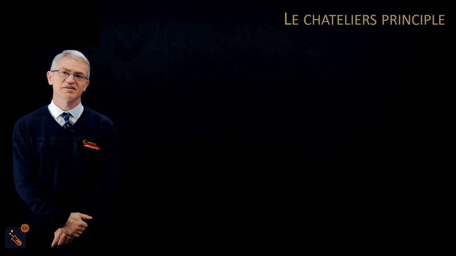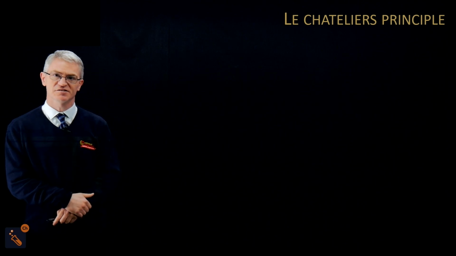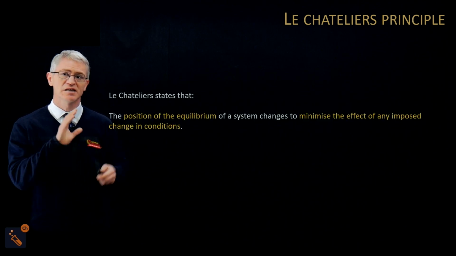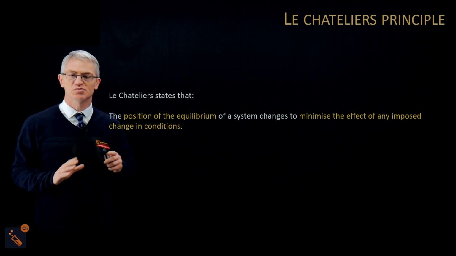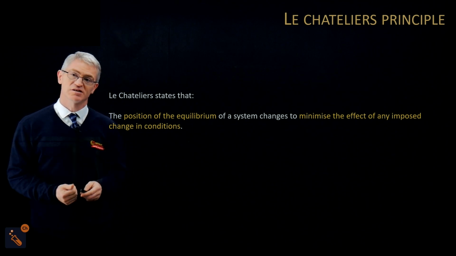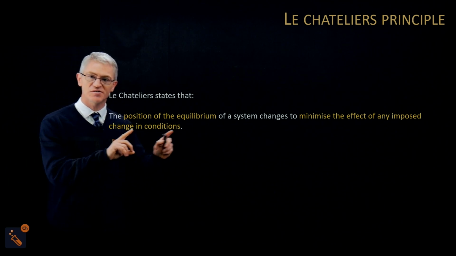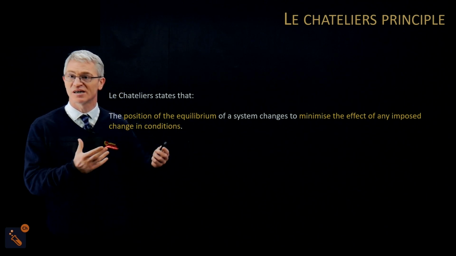Now that we know that the equilibrium is when the concentration doesn't change and the forward and backward reaction rates are the same, we can see how Le Chatelier's principle affects that position of equilibrium, whether it goes to the right or it goes to the left. So it goes towards the products, which is to the right, or makes more reactants, which goes to the left. The position of equilibrium of a system changes to minimise the effect of any imposed change in the conditions.